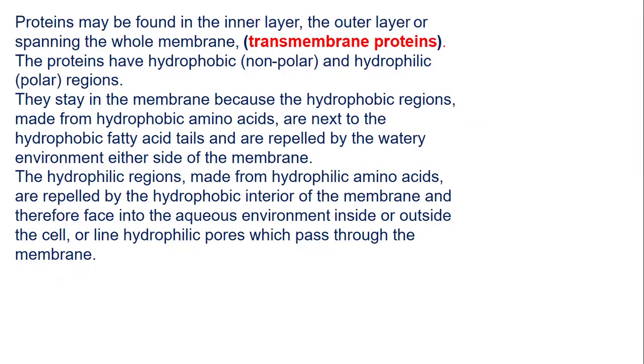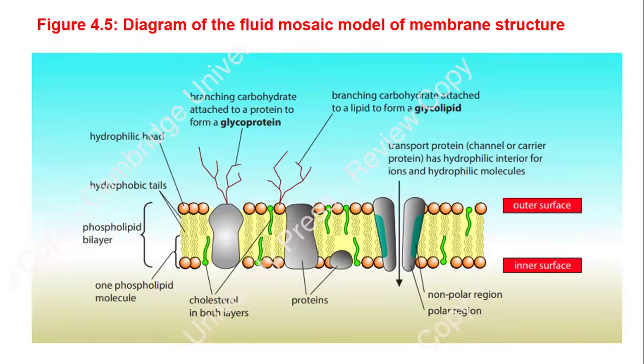So we have seen that the cell surface membrane is made up of proteins. We have seen it's made up of phospholipids. We have seen it's made up of cholesterol. Some proteins are called glycoproteins because they have a carbohydrate chain. We have seen some phospholipids have a carbohydrate chain, so they form glycolipids.